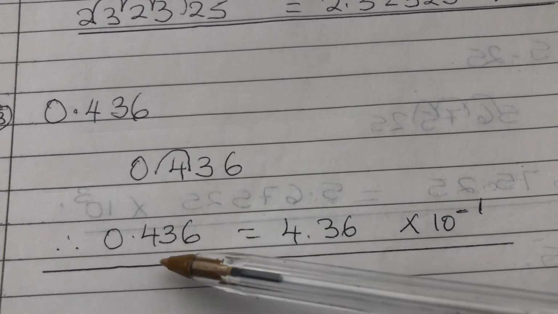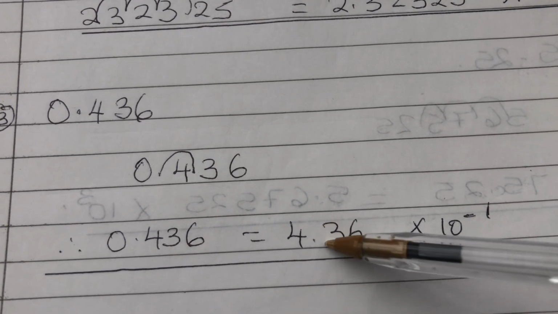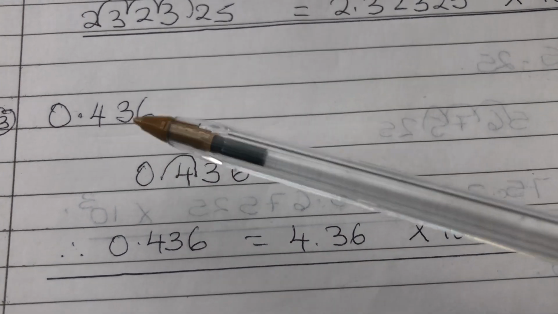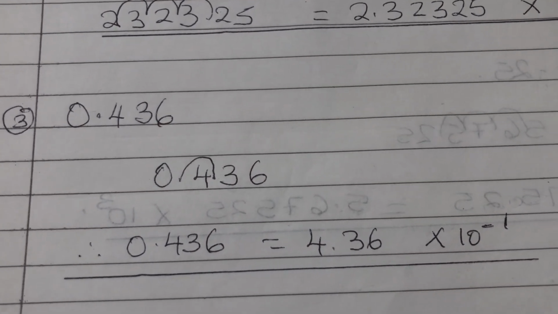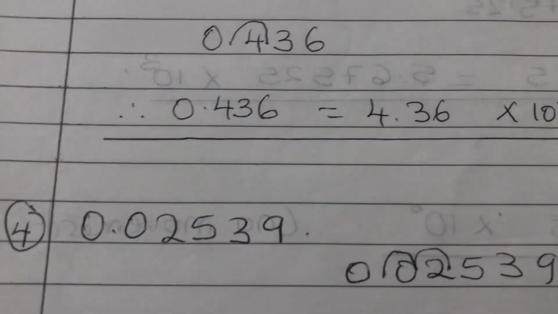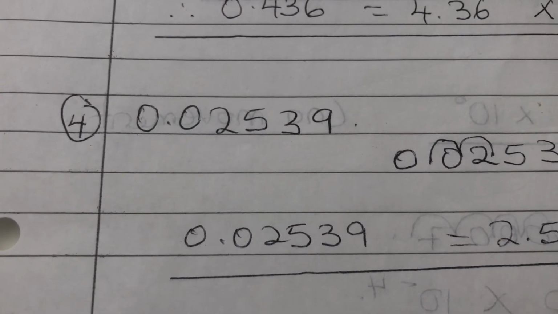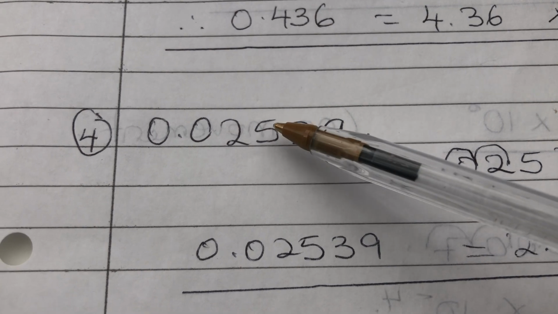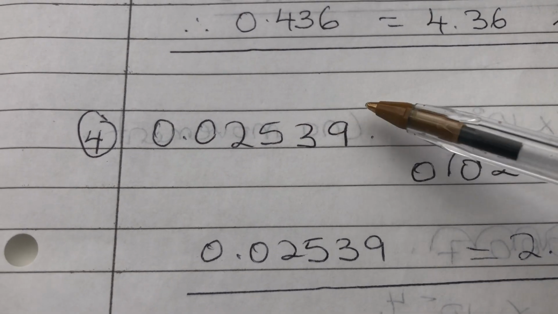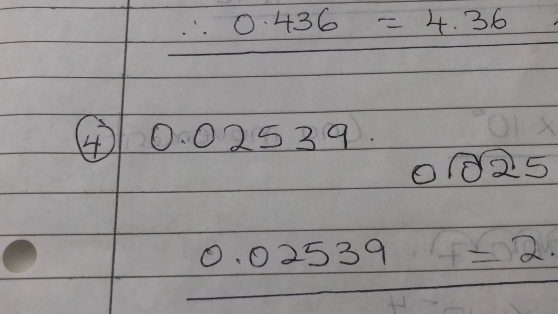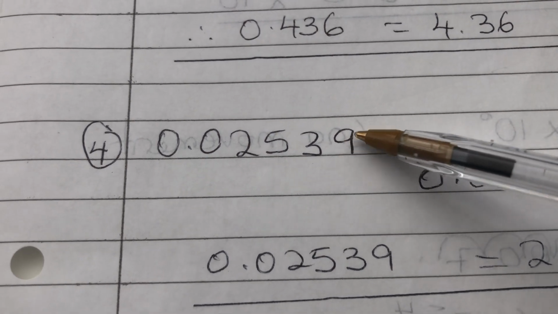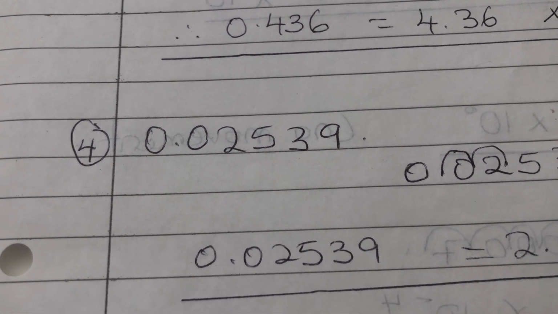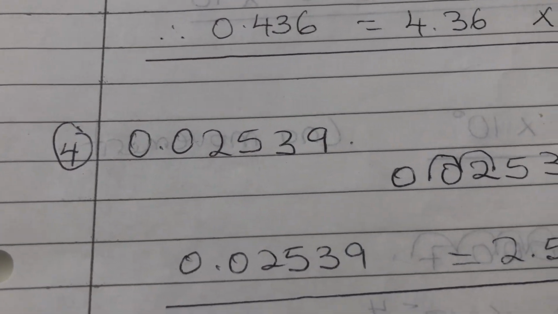So we have 4.36 times 10 to the power 1, because we only move it one place. Okay. Now the fourth one, again 0.02539. We did a question, and then this was the answer. The question says, leave your answer in standard form.